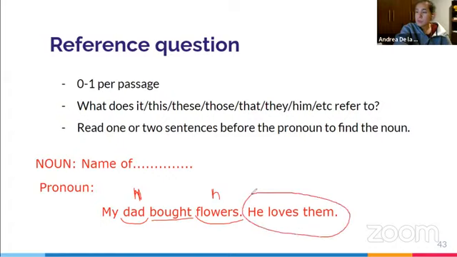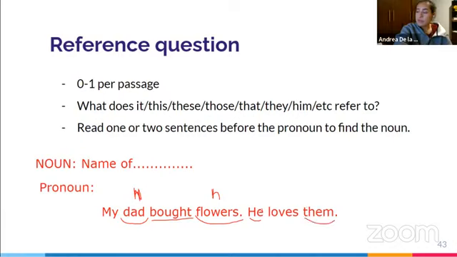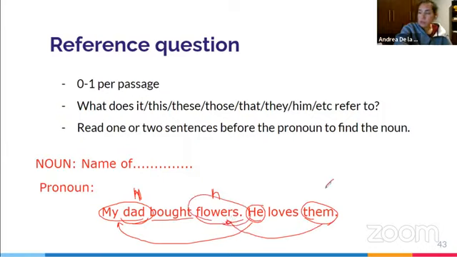And in the second sentence, I have two pronouns. What are the pronouns? He and them. Why? Because these two pronouns are replacing or taking the place of the previous nouns. So instead of saying again, my dad, I am saying he. So he is taking the place of, replacing that. And them is replacing flowers, right? So those are pronouns and those are nouns.